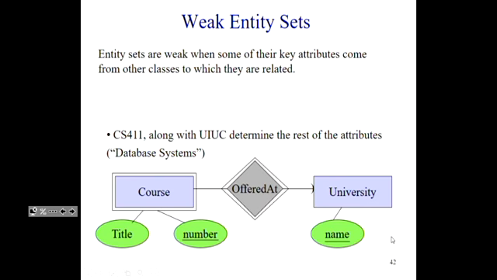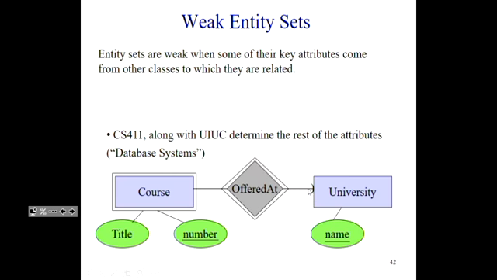Last time we were discussing the notion of weak entity sets. These are entity sets that require other entity sets to in some sense support them. These entity sets are weak because some of their attributes come from other classes that they have relationships with. So we saw the example of courses, where a course requires a university in order to support it. So you have the course number and the university name as the keys for the entities within this weak entity set course. And you have this relationship, which is a supporting relationship, which goes from course to university.